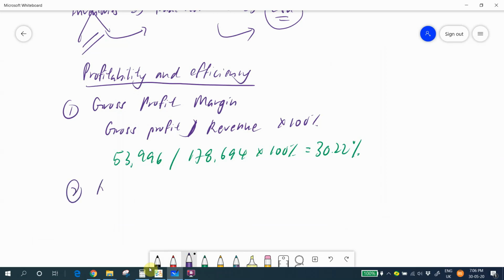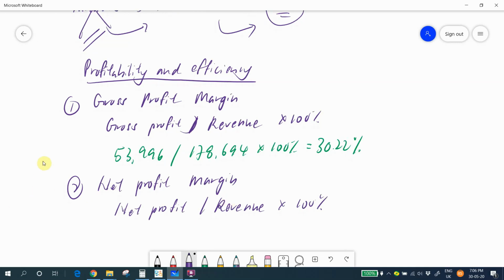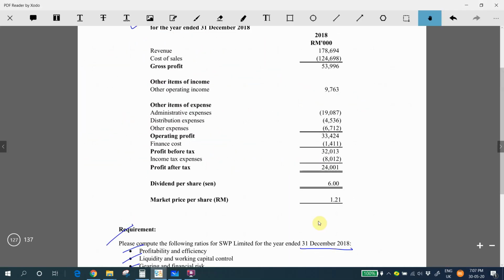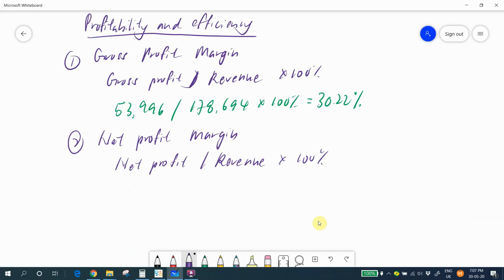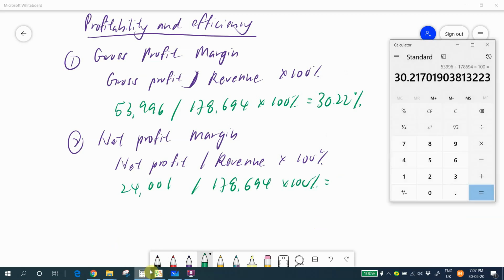Next ratio will be our net profit margin. Net profit margin, we base on net profit divided by revenue times 100%. Net profit of the company, profit after tax will equal your net profit. So you can write net profit here, 24001. So we write 24001 divided by 178694 times 100%. We get answer 13.43%.